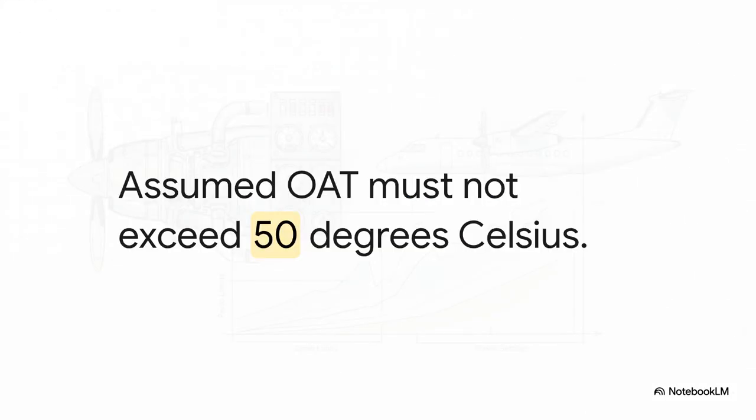But wait, it doesn't stop there. There's a second half to this rule. That assumed outside air temperature, so the actual temperature plus that 11-degree penalty we just talked about, must absolutely not exceed a maximum cap of 50 degrees Celsius, which is ISA plus 35. This 1150 rule is a severe limitation. It artificially inflates your operating temperature, which severely eats into those FCOL limits we just memorized.